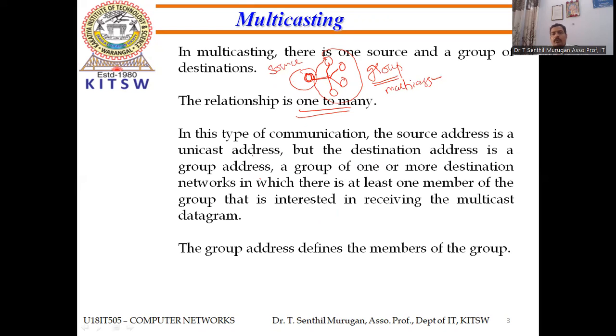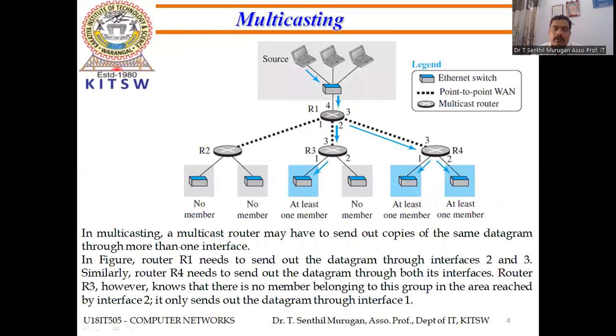What condition do we have to follow? Among the many destinations, at least one should be a member of the particular group. Just remember that. That is the multicasting condition. So what is a group address? The group address defines the members of the group. So we know the multicast address; now let us see how it works.